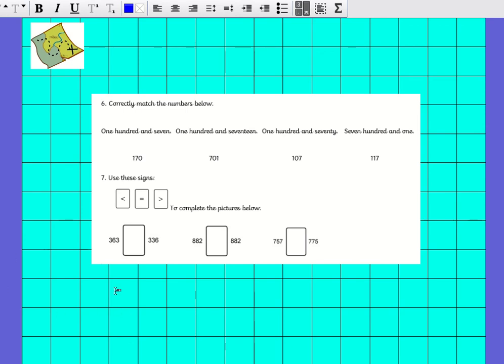For question 7 today, you've got some signs there. I'm sure you know what those signs all mean. Think about our Charlie crocodiles. You need to use those to complete these pictures below. We've got some numbers, and then a box, and you've got to decide which one of those signs goes into there.